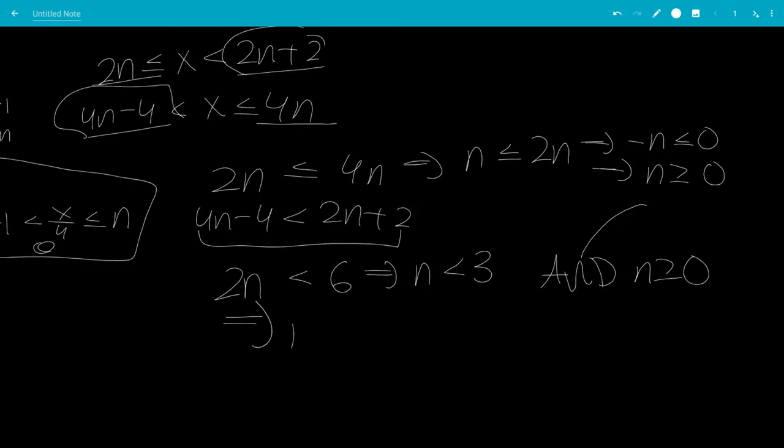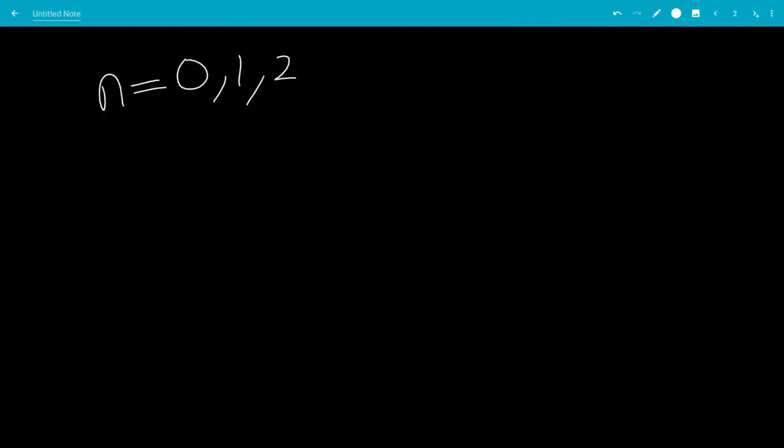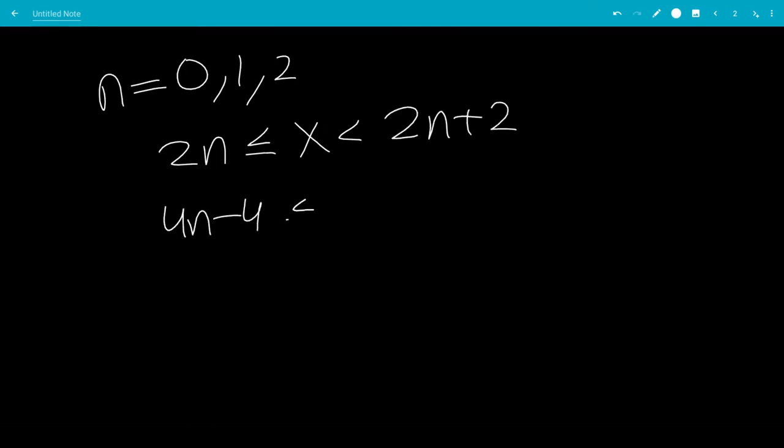So this means that n is the set of integers greater than or equal to 0 and less than 3. So we have 0, 1, 2. So n is 0, 1, 2. And the inequalities we have are 2n less than or equal to x less than 2n plus 2, and 4n minus 4 less than x is less than or equal to 4n.